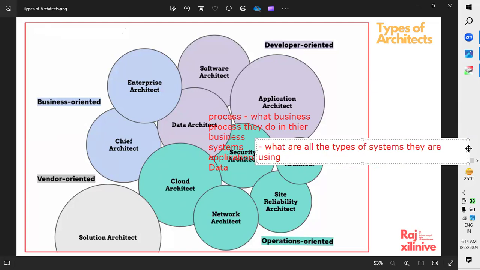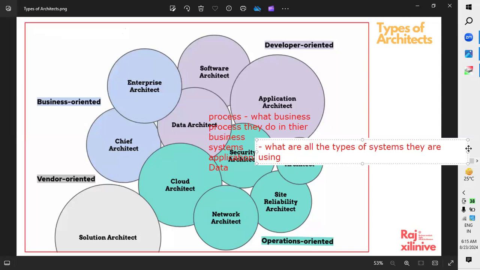Systems is something we need to understand. Systems means the different workstations they have, meaning laptops, desktops, whatever you can call them. What are the systems they are using? Again, systems depend on two different things. If you take a banking client as an example, depending on the type of applications they are using, systems will vary.